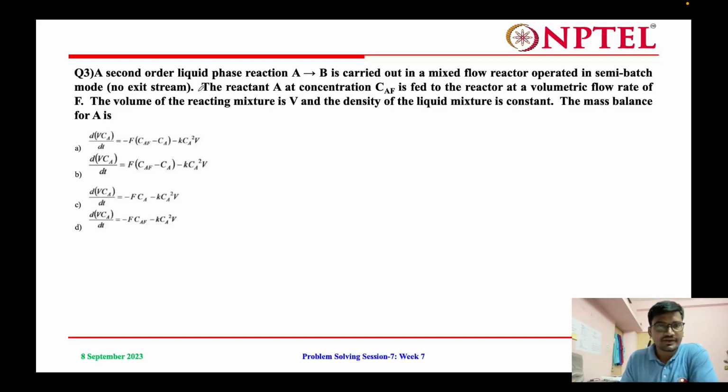Question 3. A second order liquid phase reaction A gives B is carried out in a mixed flow reactor, operated in semi-batch mode with no exit streams. The reactant A at concentration CF is fed to the reactor at a volumetric flow rate of F. The volume of reacting mixture is V and the density of the liquid mixture is constant.